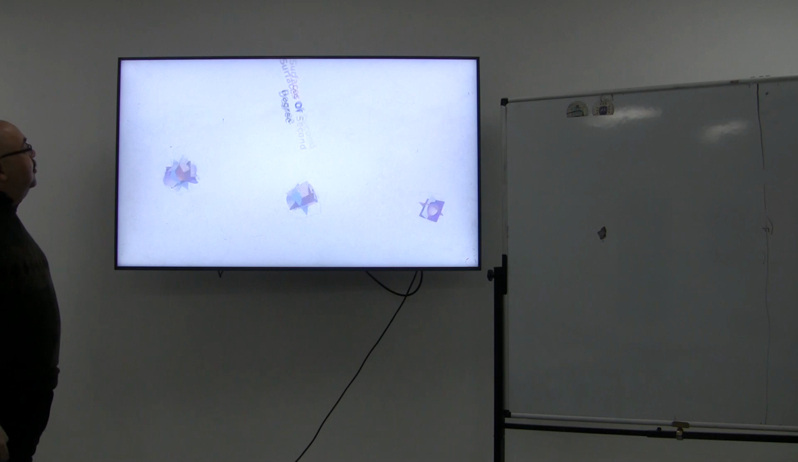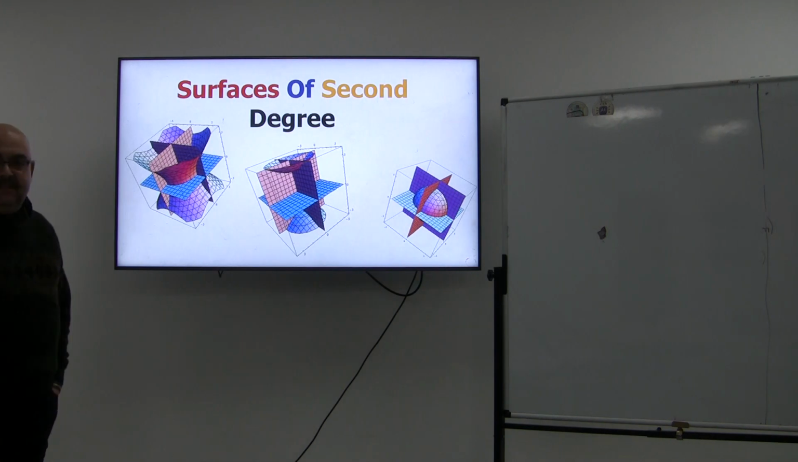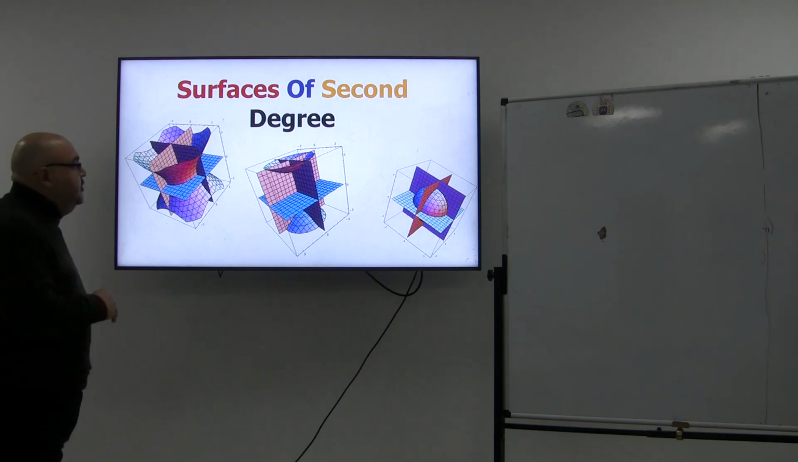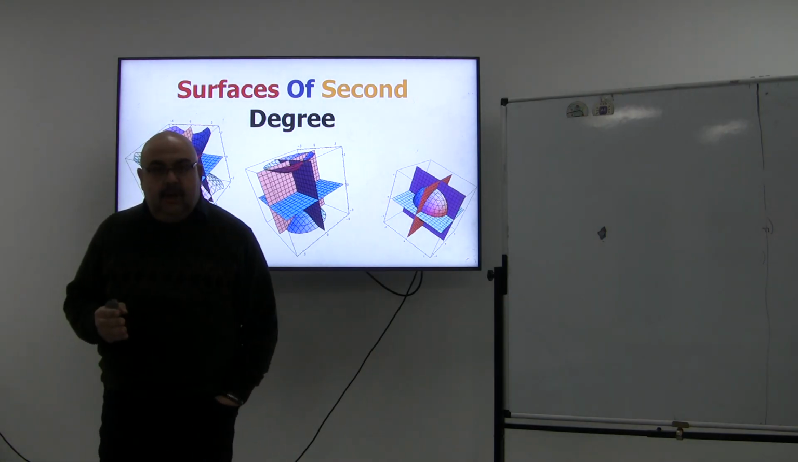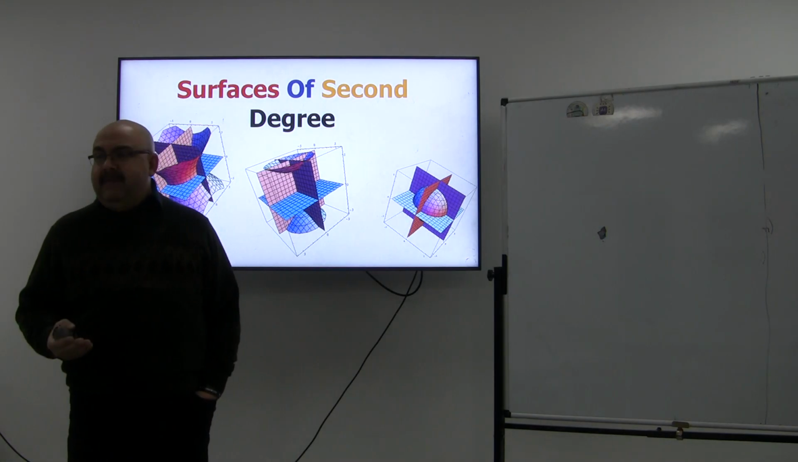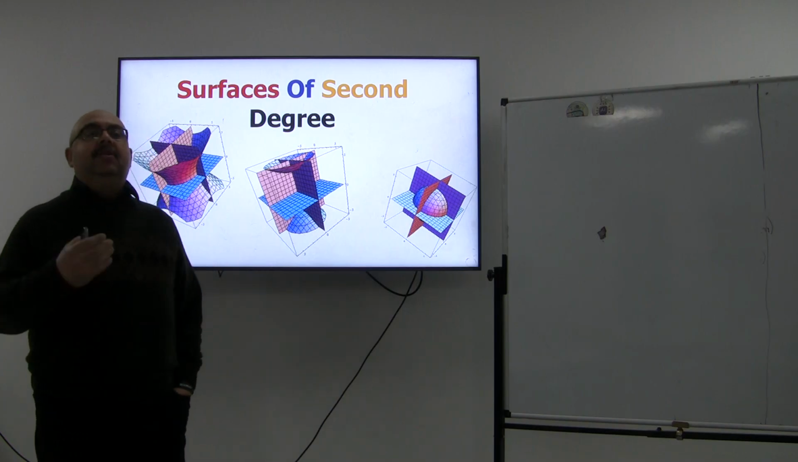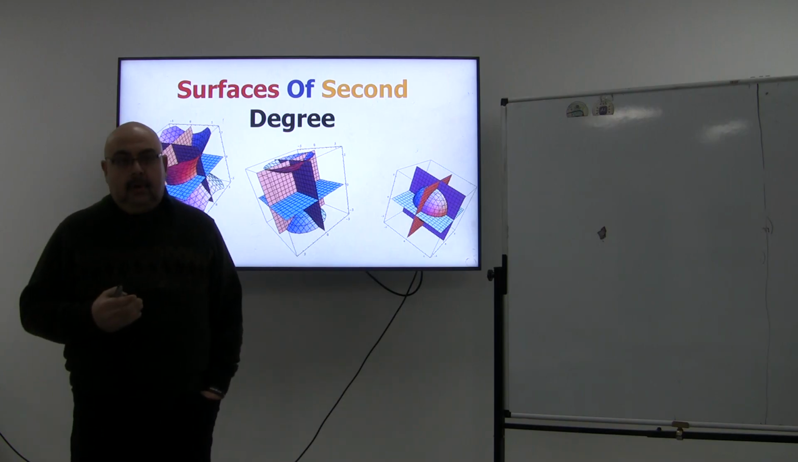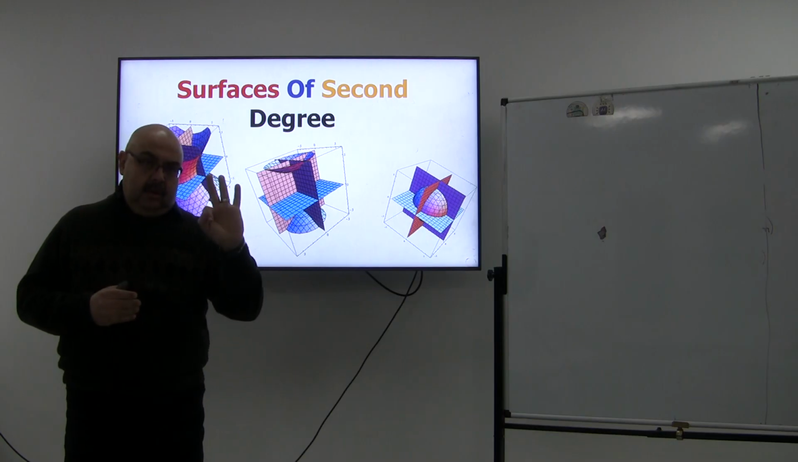Now we will talk about quadratic surfaces. What you saw previously were most of the famous shapes in 2 dimensions. Now we will add another dimension, or we will talk about R3.